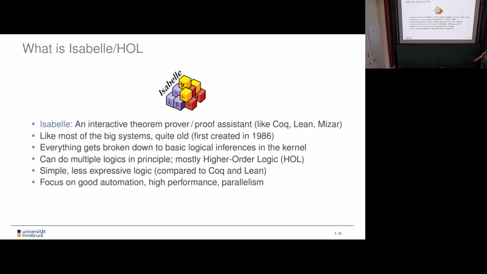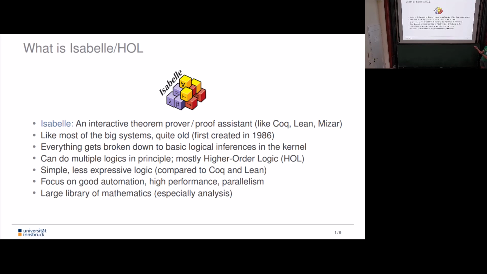Right, and I would say the focus is good automation, high performance, and parallelism. So it was one of the first systems that actually had parallelism, and I think many still don't. So proofs can be checked fully in parallel, and that works quite well. So we have a very, very large library. I just checked before, so we have, I think, about 800,000 lines in the core distribution, and about 5 million lines in the Archive of Formal Proofs. That does include blank lines and comments, because I couldn't figure out a quick way to not count these, but still, it's pretty big. So yeah, we have a large library of mathematics.